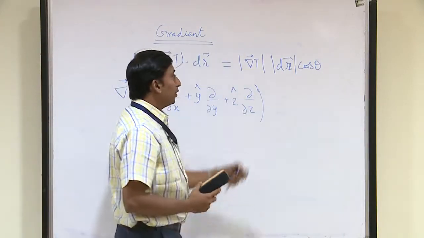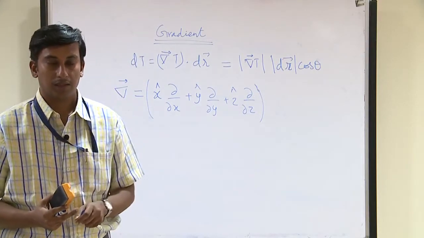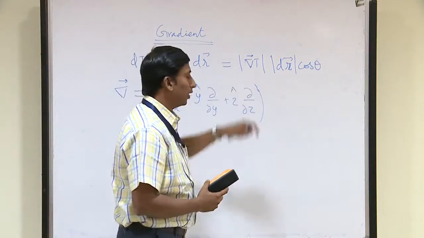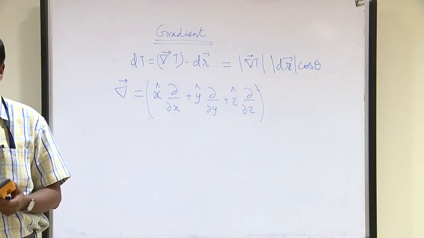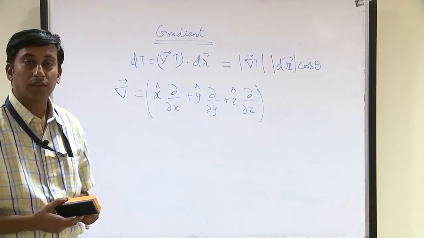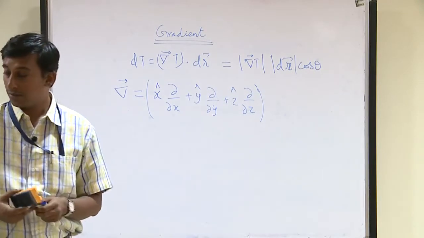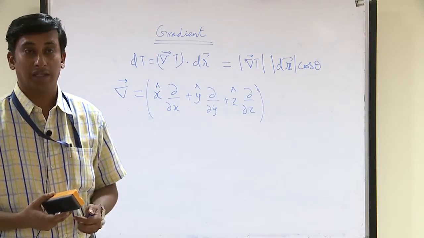And what does the magnitude represent? So the gradient del T, the vector, gives you the maximum direction, and the magnitude of del T gives you the slope, the rate of increase or rate of change along the maximal direction.